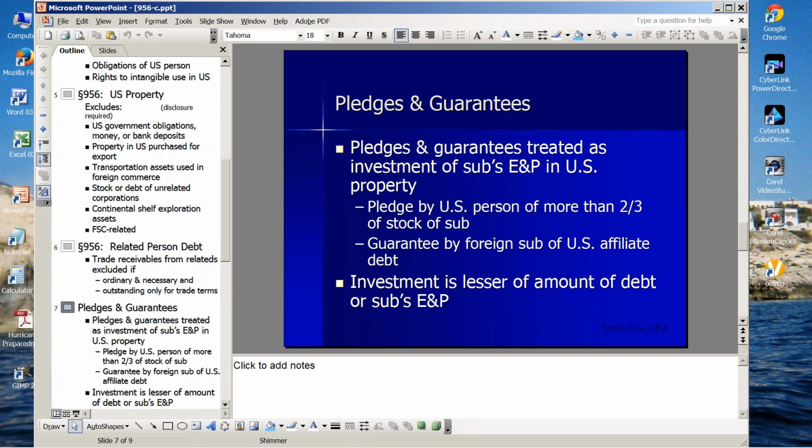Where we have a pledge or guarantee, it affects the amount of investment in U.S. property. And the amount of that investment is the amount of the debt guaranteed or for which the stock is pledged. Now, since the basics of 956 say the inclusion is the lesser of the amount of debt or the sub's E&P, then that's what gets included under this pledge or guarantee provision.